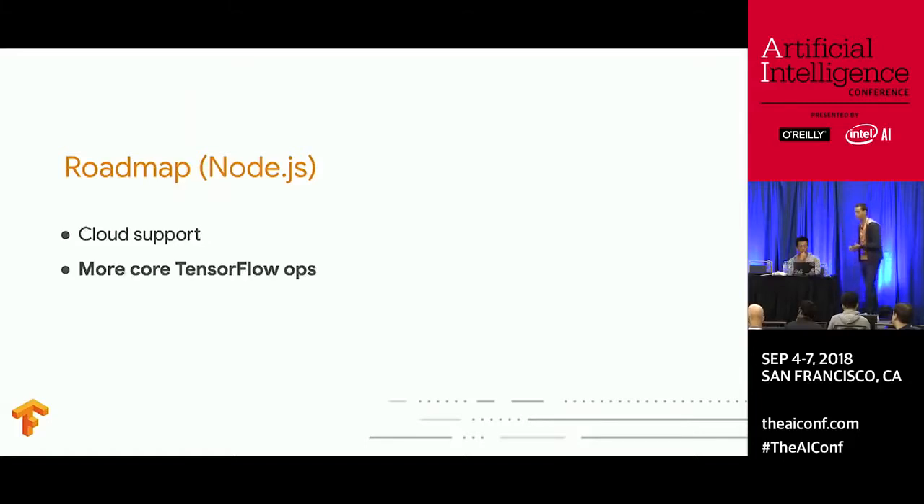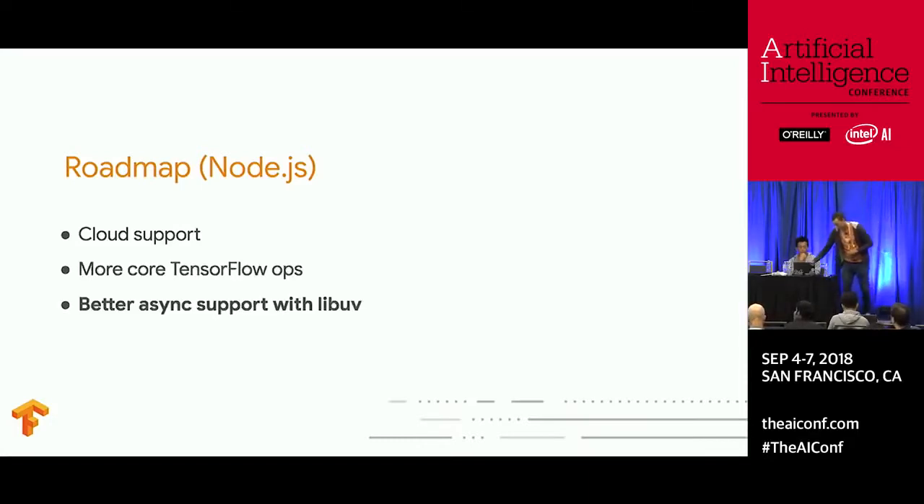We're also working on generating opcode to provide all of the core TensorFlow ops in Node.js. In the Python version of TensorFlow, most of the code is actually generated from our internal op registry, so we're writing that for TypeScript and JavaScript users too. And we're providing better async support with libuv, which is the underpinning of asynchronous programming in Node.js. We're working to make that scheduler work much nicer so we're not blocking main application threads as much.